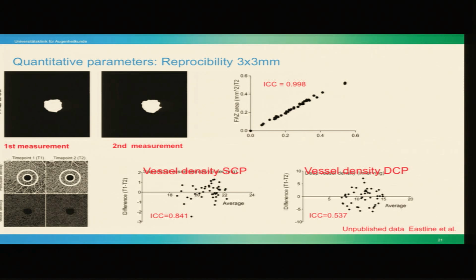Also, in terms of the vessel density of the superficial capillary plexus, the reproducibility is very good. The reproducibility is a little bit lower in terms of the vessel density of the deep capillary plexus. I apologize, I don't have a Mac, and my presentation looked a little bit different when I prepared it.